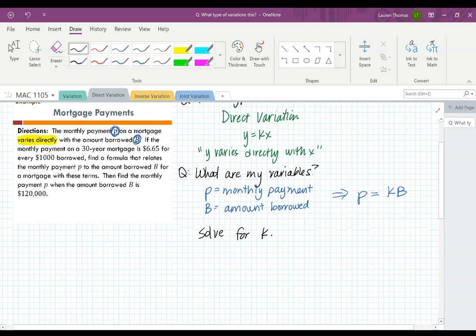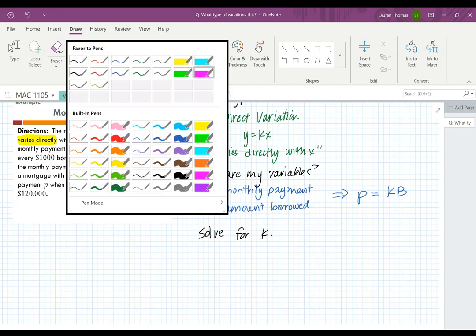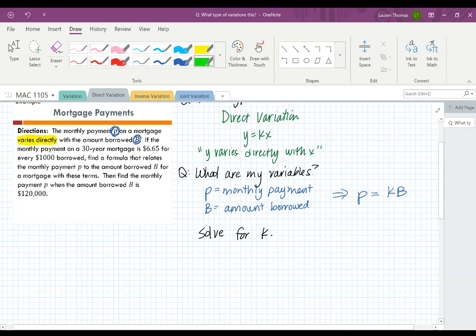Okay, so remember, K is your constant of proportionality. So we know how our variables are moving in respect to one another, but we need to know by how much. Our K is going to tell us that. So in order to find K, there is going to be a relationship that already exists between your variables in your problem. So let's see if we can find that relationship.